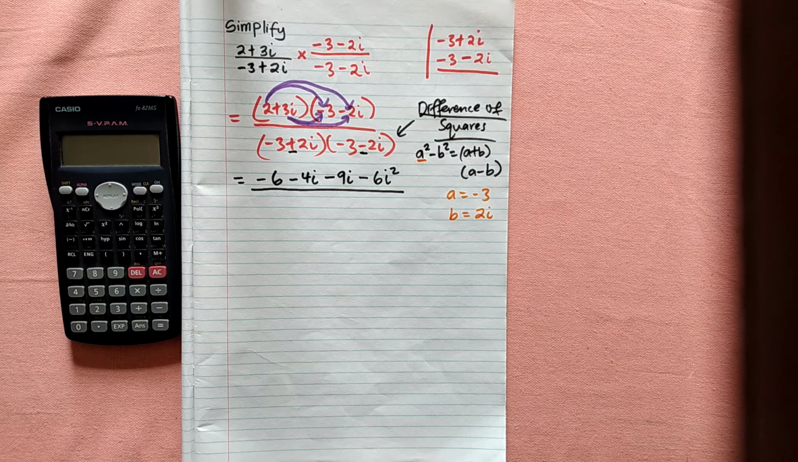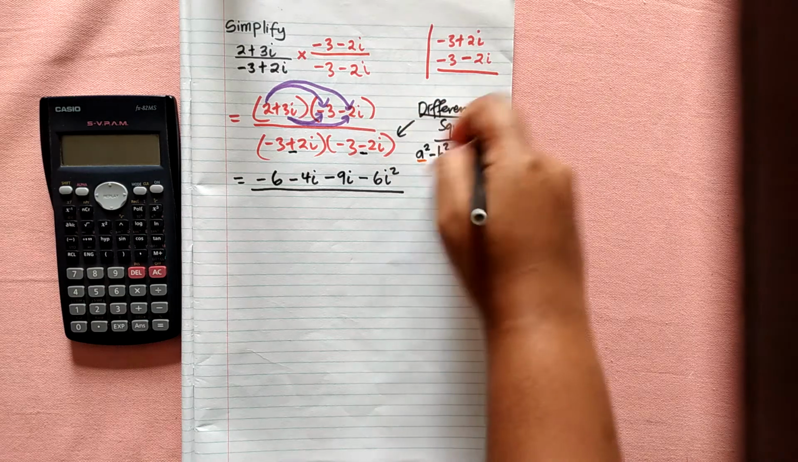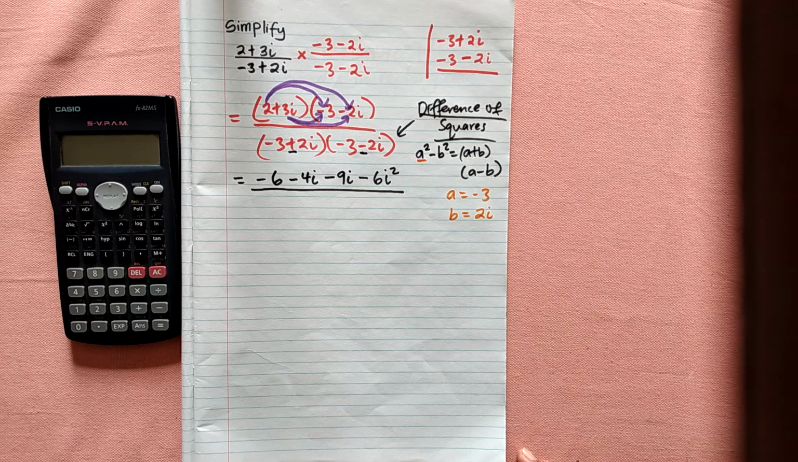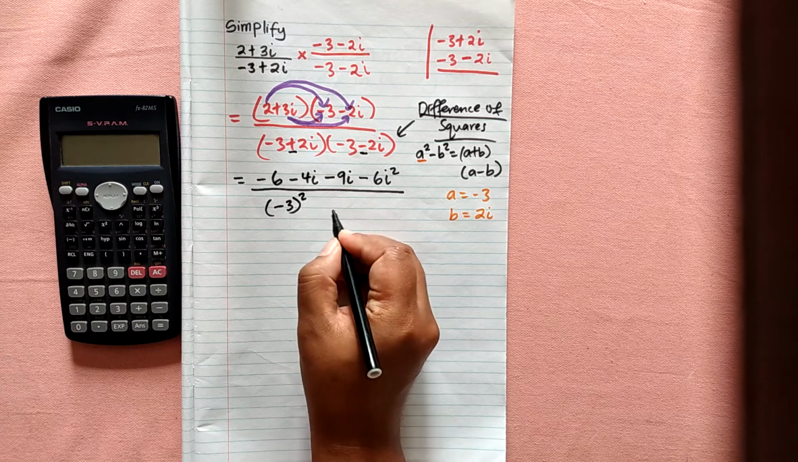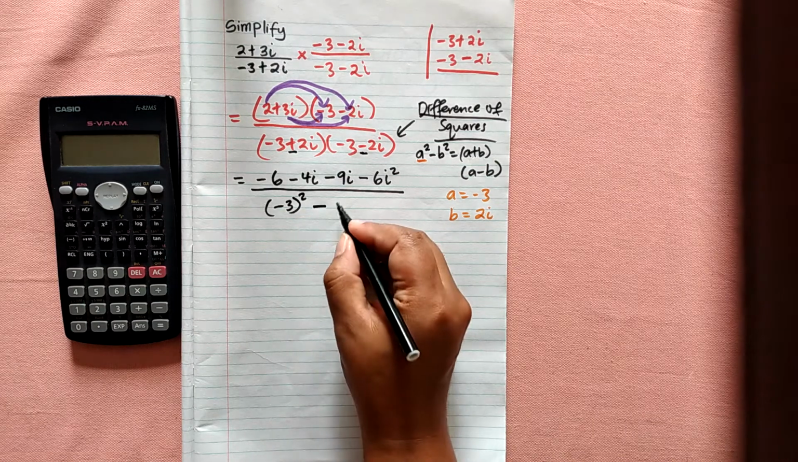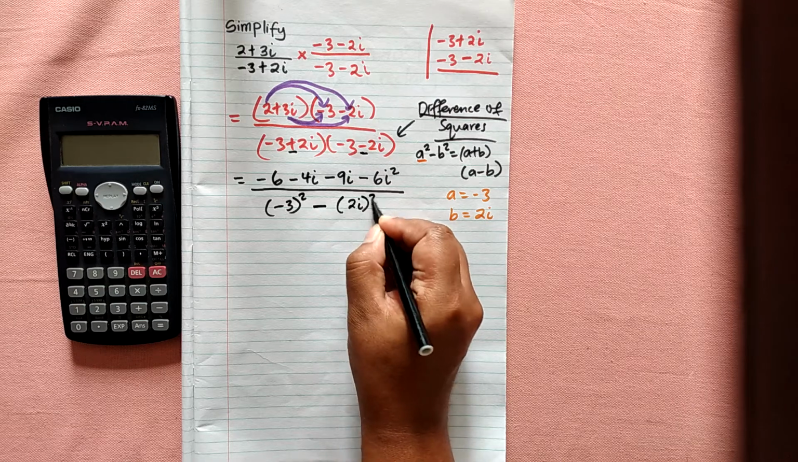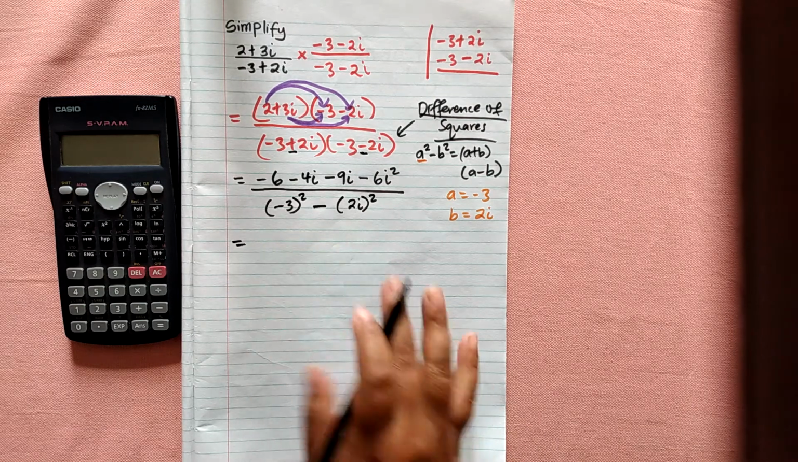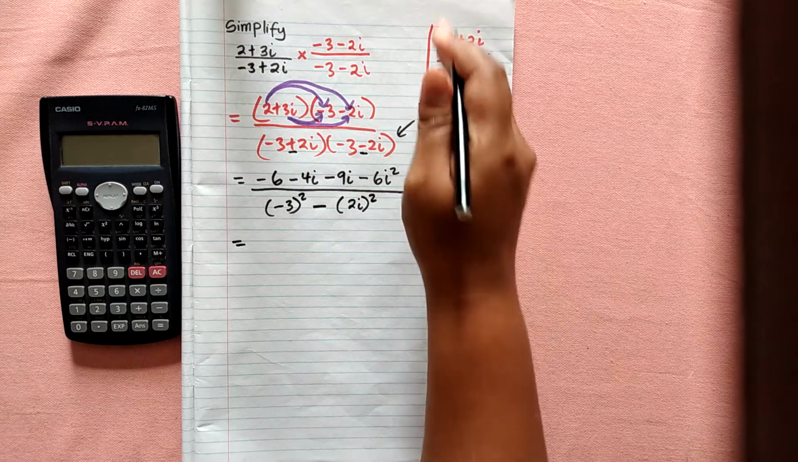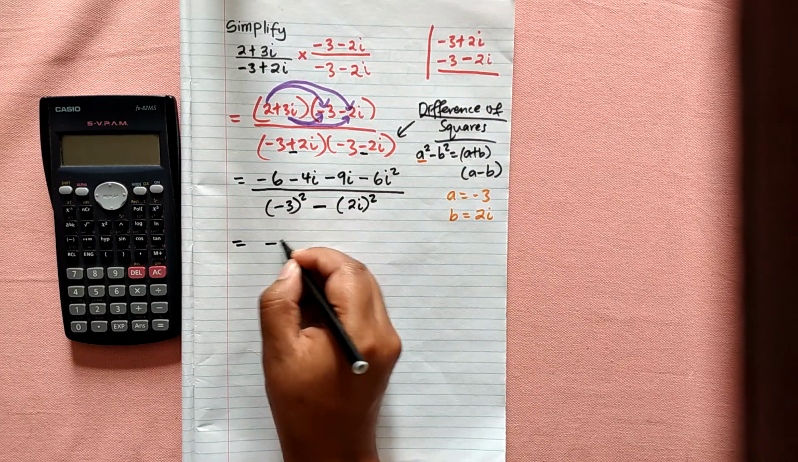Okay, so when we have identified our a and b, it will be easy for us to just put them into the difference of squares form, a squared minus b squared. So that means negative 3 squared minus 2i squared. Then we solve it further. So from here it will be negative 6.